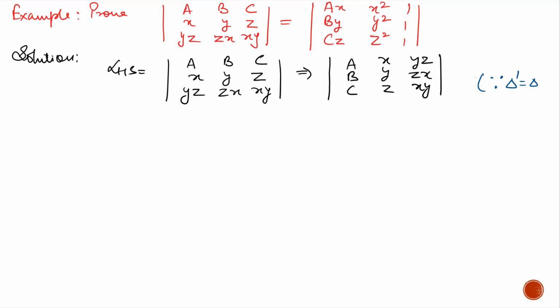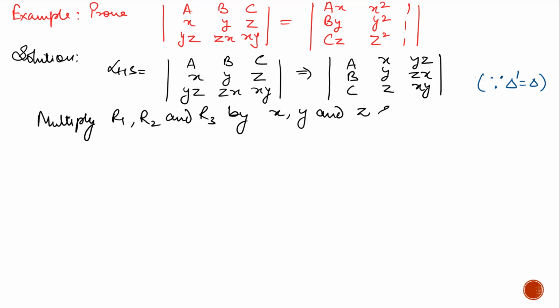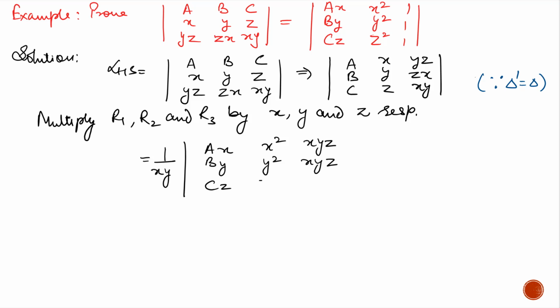First we take transpose. We know that transpose determinant is always equal to the determinant. Now multiply first, second and third row by x, y and z respectively. When we multiply first row by x, we will get ax, x square, xyz and divide by x. Second row multiplied by y: by, y square, xyz and whole divided by y. Third row multiplied by z: cz, z square, xyz and whole divided by z.